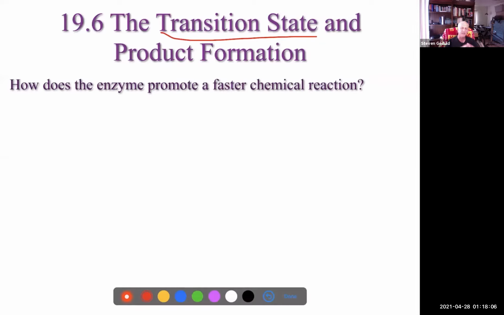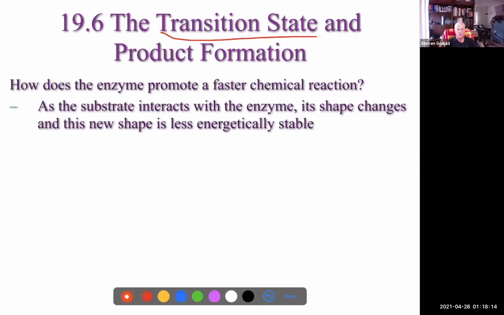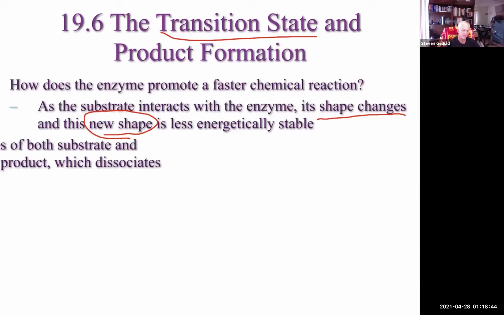So how does an enzyme make a faster chemical reaction? Normally in the lab, you just heat things up to make it go faster, but you can't do that in the body. So as a substrate comes into the enzyme and interacts with the enzyme, its shape changes. This new shape is less energetically stable, so it's going to break apart easier. The new shape that's induced makes it easier to break those bonds and move things around to form the products, because it's in a less energetically stable state.